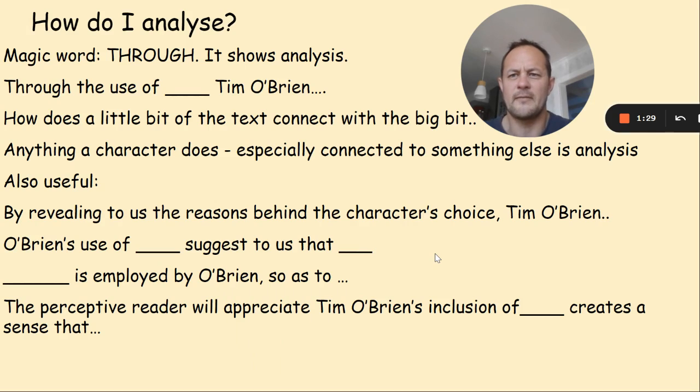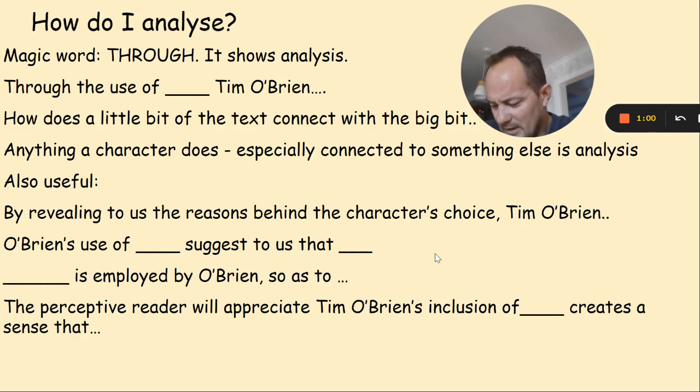And we need to go on with that. So to show that we have analysed, our magic word is "through the use of." Through the use of foreshadowing, Tim O'Brien, through the use of characterization, through the use of listing, through the use of metaphor, so we've got to be used to using that word through.